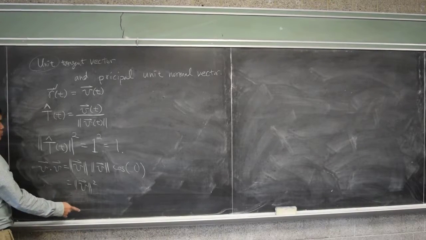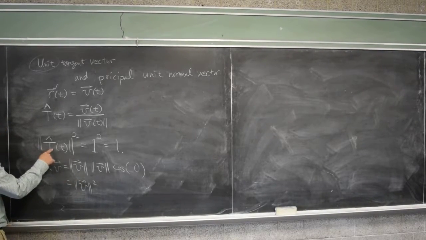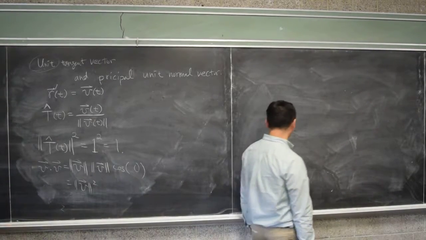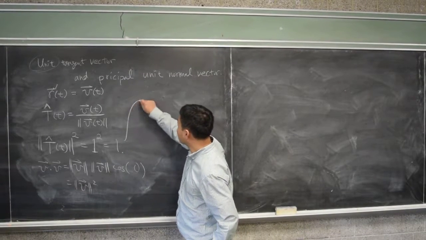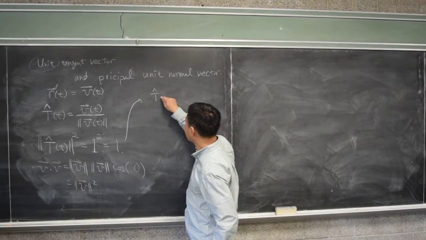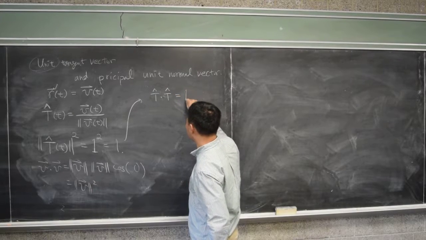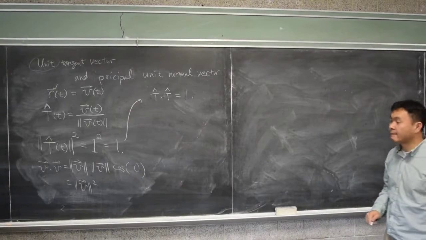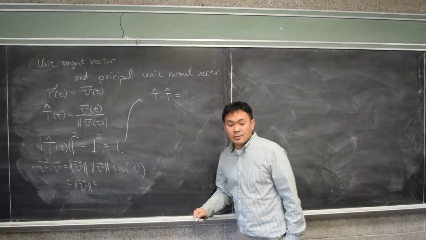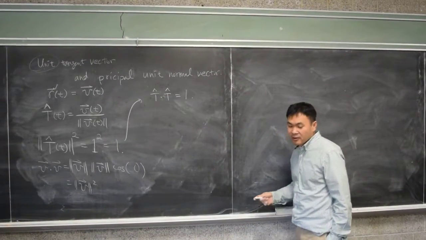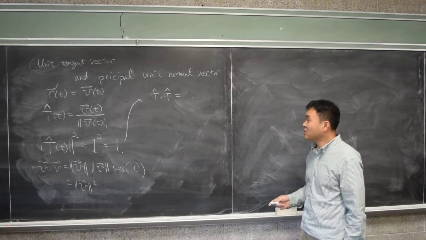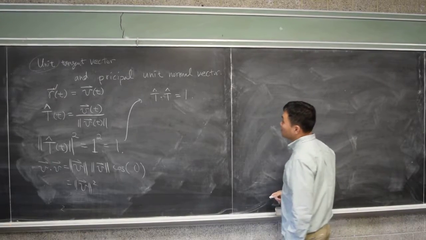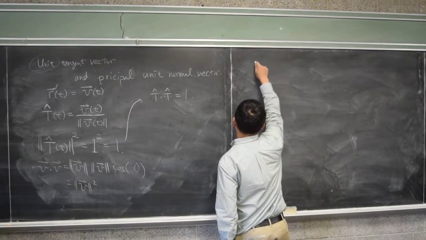And sometimes you want to do the opposite. You want to rewrite norm squared as the vector dotted with itself. So let me rewrite this as T dotted with itself is equal to 1. And then I also have to use something called the product rule for dot products. And that's another thing that I didn't mention until now.